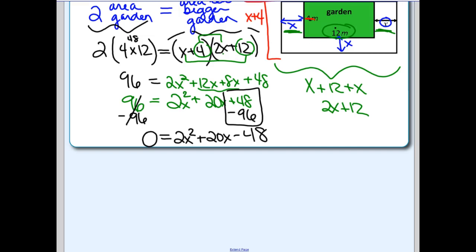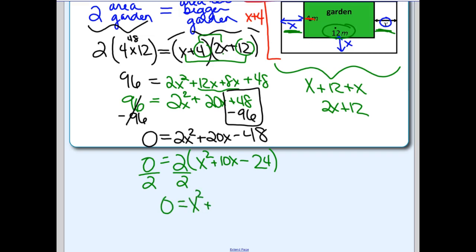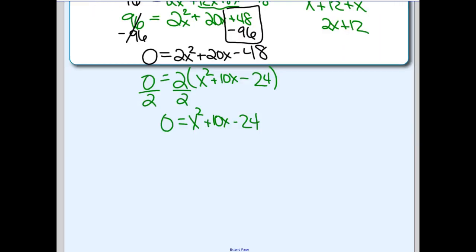Okay, finally, I've got a trinomial that equals 0. Now, we got to factor. Do you see it? Yes, there's a GCF. So we're going to factor out a 2, and I'm left with x squared plus 10x minus 24 equals 0. How do we get rid of that 2 in front? We're going to divide both sides by 2. 0 equals, and we've got x squared plus 10x minus 24. All right, there it is. Now, we've got our trinomial. How do I factor it?